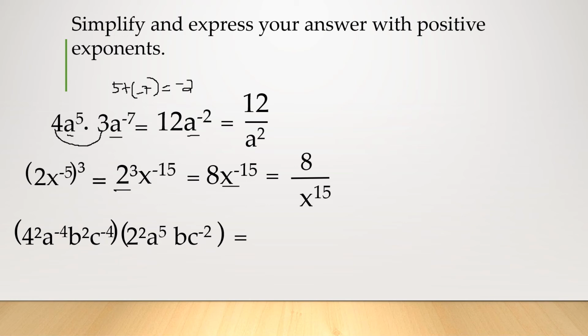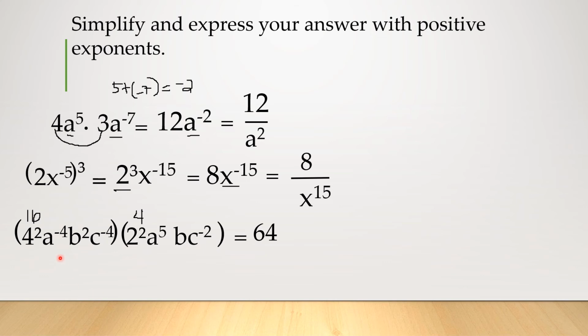Okay, now what about here? Look at this one. Okay? So, ito, pwede nyo muna itong i-simplify. Positive naman ang exponent dito. 4 squared, ibig sabihin 4 times 4, that is 16. Ito naman, 2 times 2, that is 4. Okay? Pag multiply natin ito, 16 times 4, that is equal to 64.